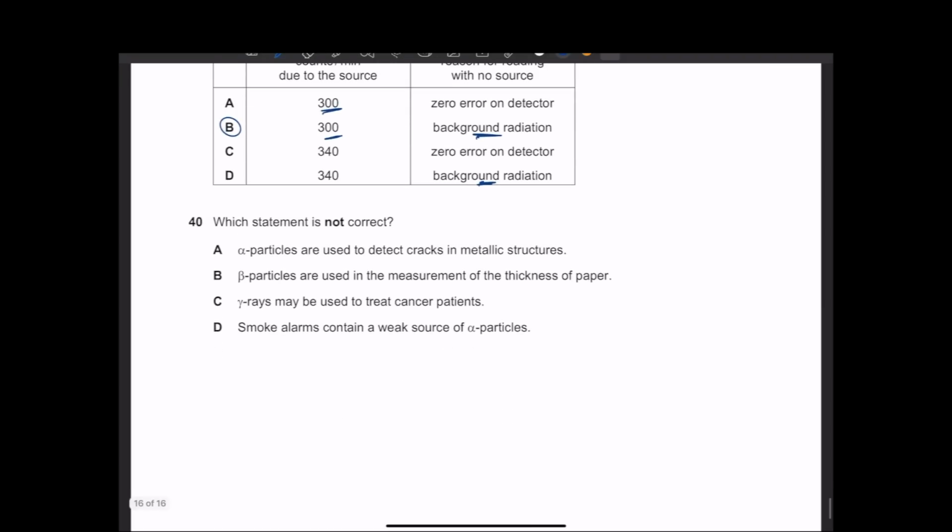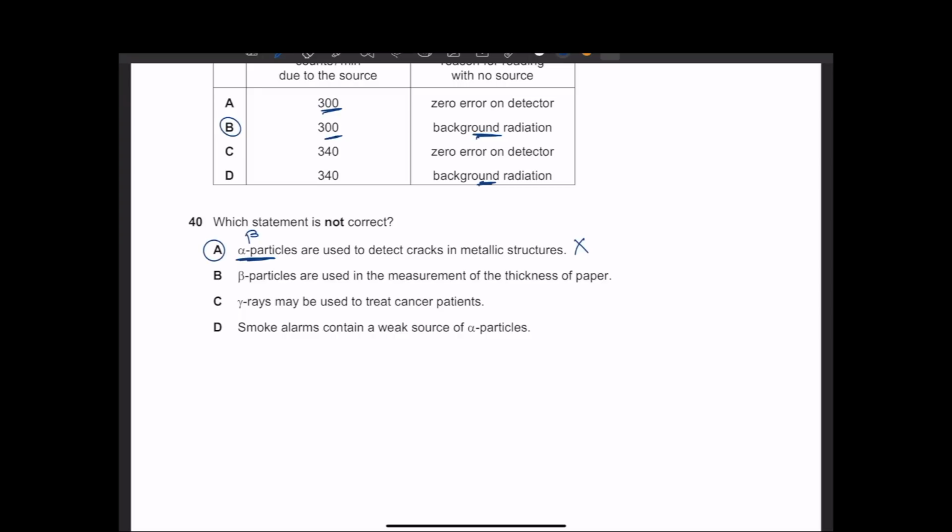The last question, which statement is not correct? Remember, all of them are correct except one. Alpha particles are used to detect cracks in metallic structure. No, it's beta. That was easy. So this is beta to make it correct. So this is the wrong one. So depending on that, I'm going to choose A because they ask to choose the wrong one.